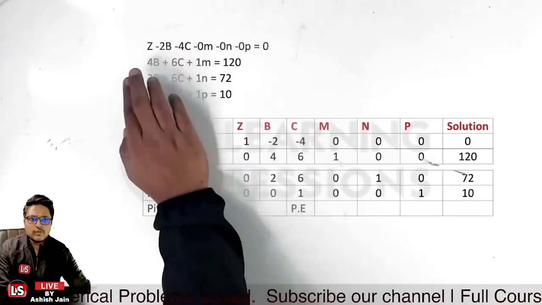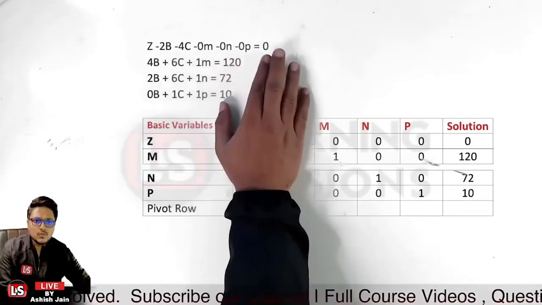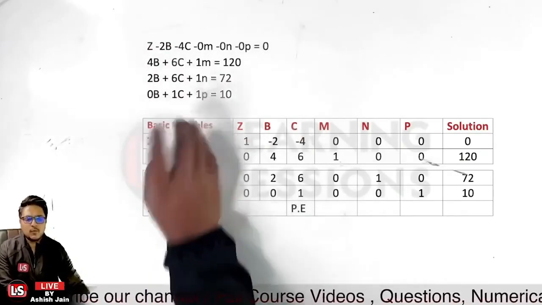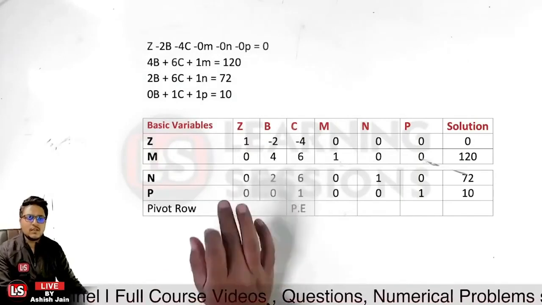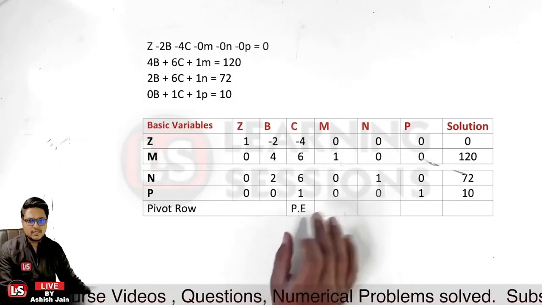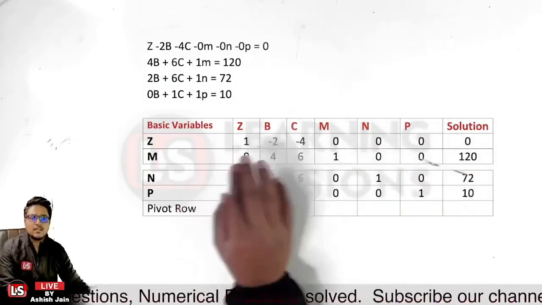So we have Z minus 2B minus 4C minus 0M minus 0N minus 0P is equal to 0, and the same for the other equations, workshop 1, workshop 2, workshop 3. We just represented the coefficients of these variables in table form, with columns Z, B, C, M, and P, and we write the coefficients over here.